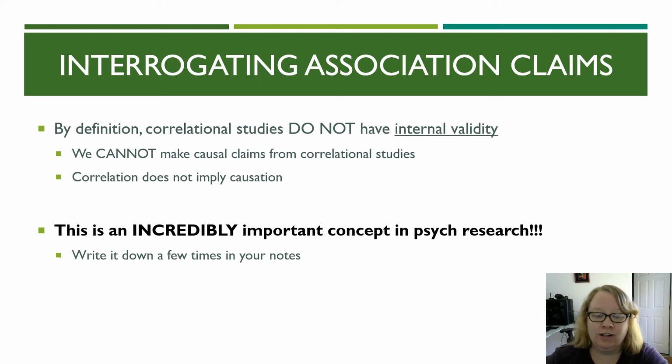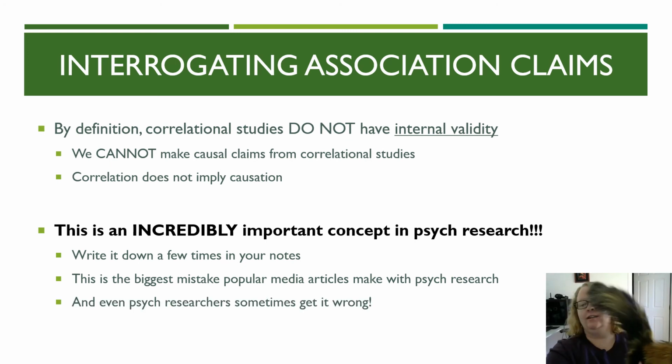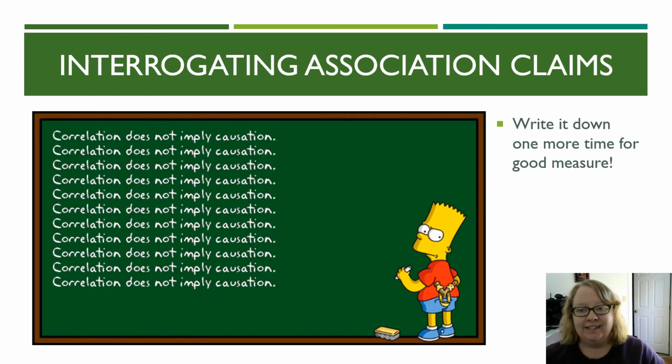What I want you to do, take a minute, write this down a couple of times in your notes. Put stars around it, circle it, draw arrows toward it. This is a really, really important concept in this class and in the psych major as a whole. It's the biggest mistake popular media articles make when describing psych research, as I mentioned before. And sometimes even psych researchers get it wrong. That's why I want you guys to get it right. So put this in your notes a couple of times, circle it, star it, make sure that you remember this. Write it down one more time for good measure. Make sure this is in your notes. Really, really important concept in this class and in the psych major as a whole. So correlation does not imply causation.